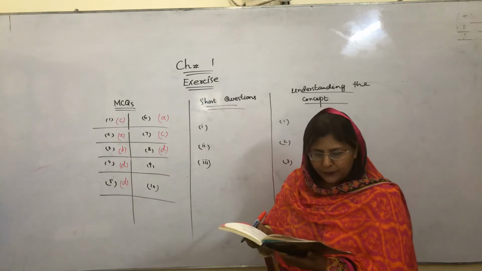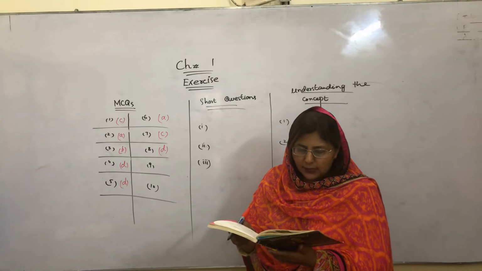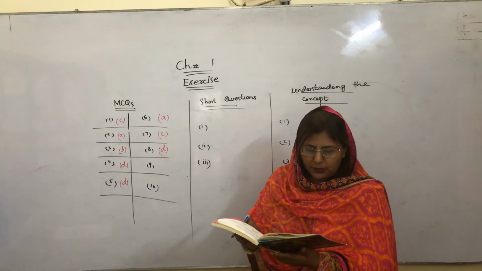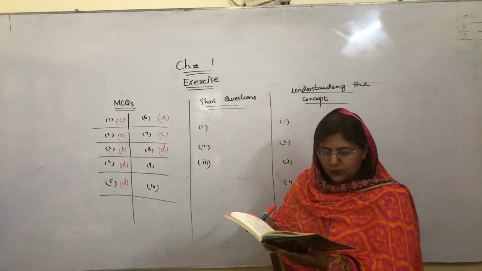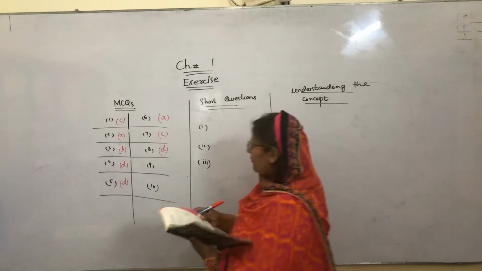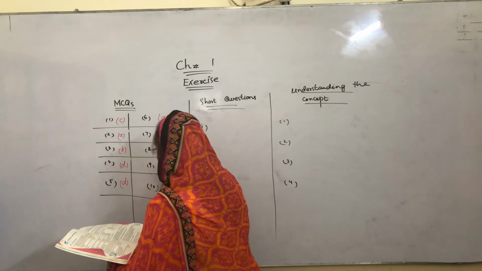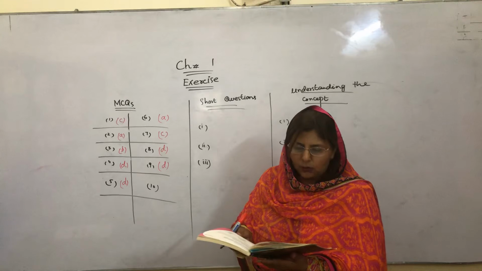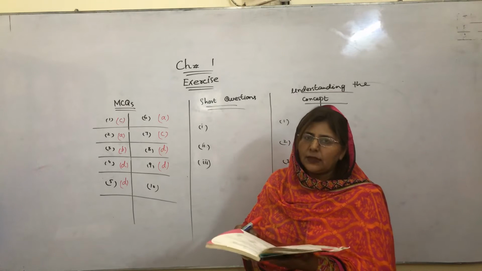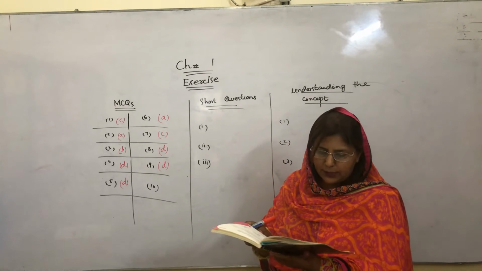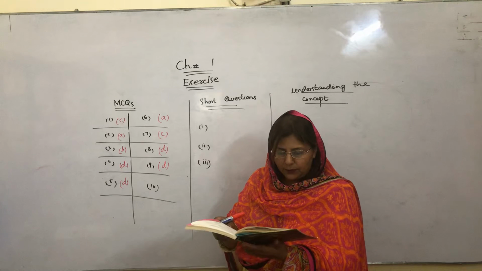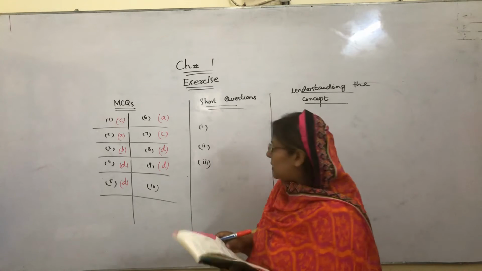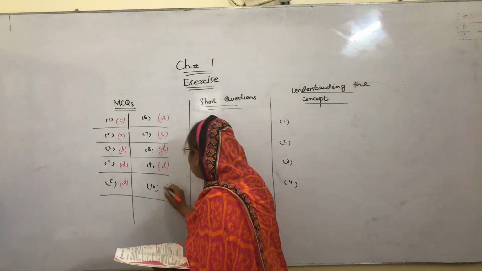Number 9, which process does not occur in the nasal cavity? Option A, option B, option C, option D. Option D is correct, exchange of gases. Number 9, option D is correct. Number 10, what type of blood vessels surround the alveoli? Definitely these are tiny blood vessels and they are called capillaries. So option A, artery. B, arteriole. C is capillary, and D is vein. So option C is correct for question number 10.